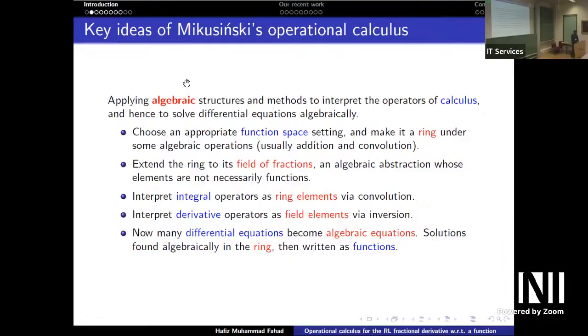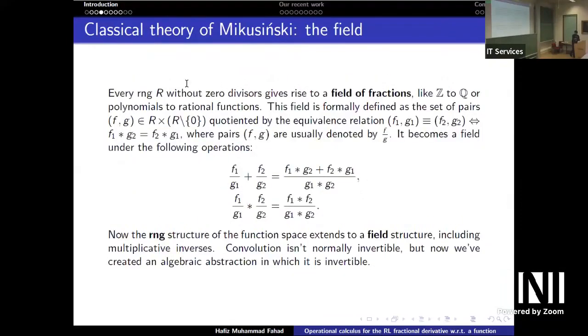Okay, and one more thing, you defined one operation f1 by g1 dot f2 by g2 is equal to some expression, and in the denominator there is g1 convolution g2. So please, can you come to that? Yeah, this one. How can you make sure that this g1 convolution g2 in the denominator won't make any problem?